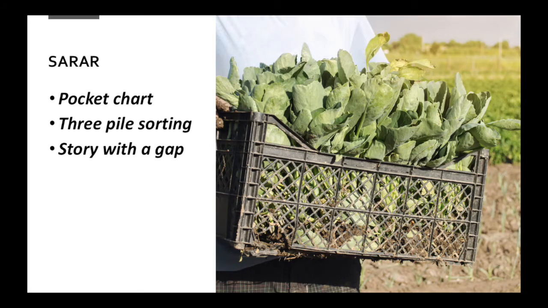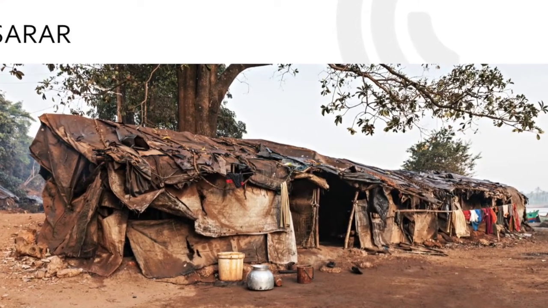Then you have the story with a gap, and in this exercise respondents are given 2 pictures, and one is showing an undesirable situation in the community and the other one is showing a desirable condition in the community. So we might have a kid going to the bathroom outside and there's no latrine. And then in the other picture you have children going to a latrine.